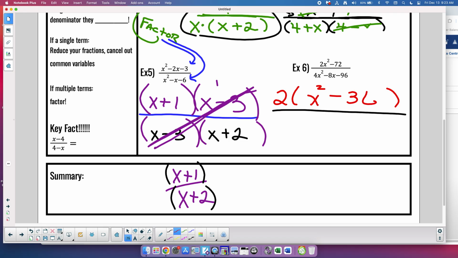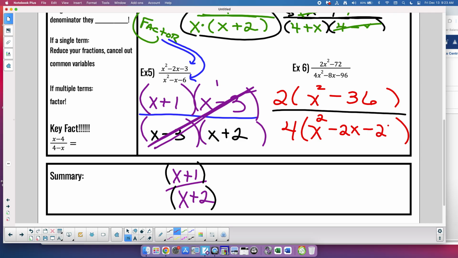Okay, so Delvin got us going on the top. Do you see a number on the bottom that they share? Take out a 4, yep. Okay, get it? And now what would be left if I took out a 4? X squared minus 2x.